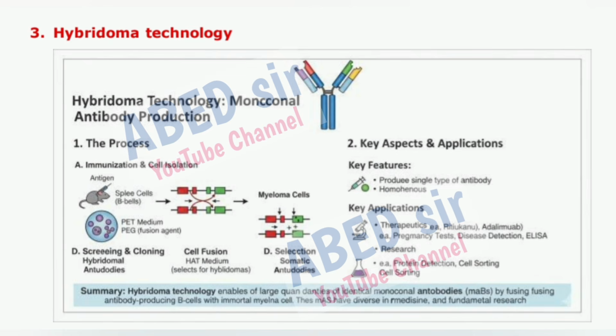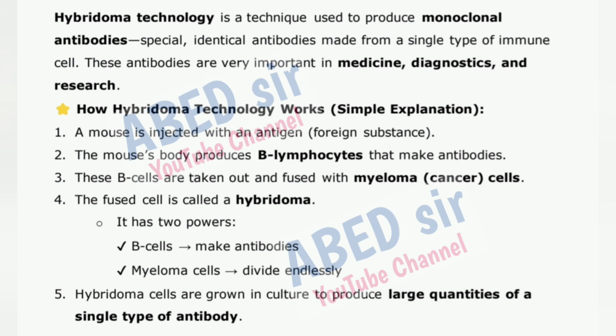Next important short question is 3. Hybridoma technology. Hybridoma technology is a technique used to produce monoclonal antibodies, special, identical antibodies made from a single type of immune cell. These antibodies are very important in medicine, diagnostics, and research. How hybridoma technology works? Simple explanation. 1. A mouse is injected with an antigen, a foreign substance.